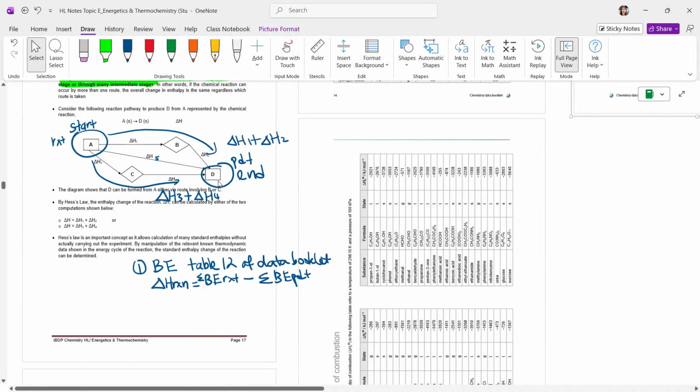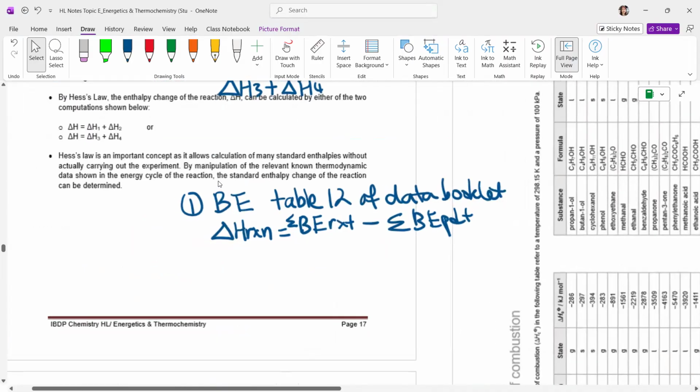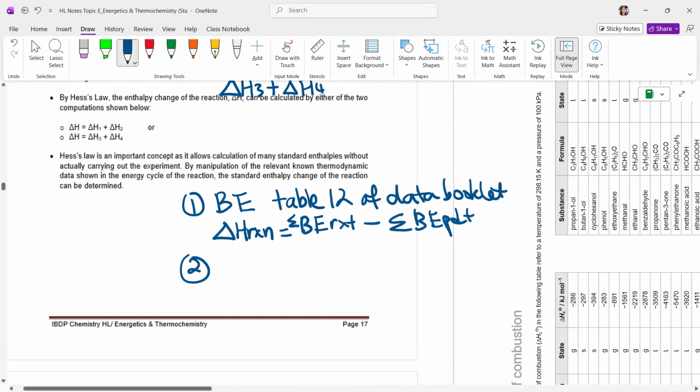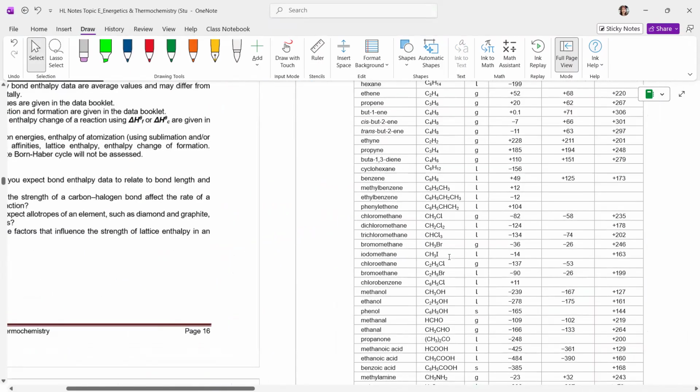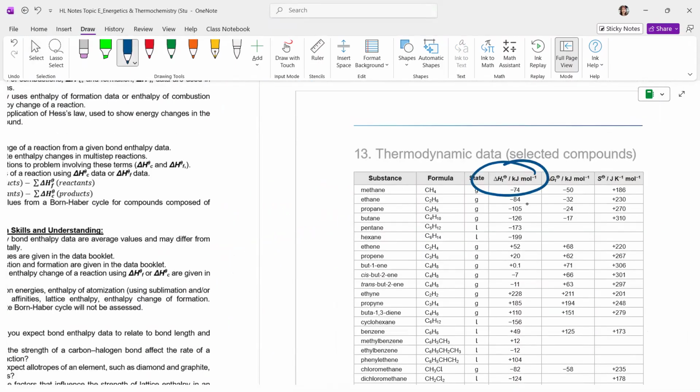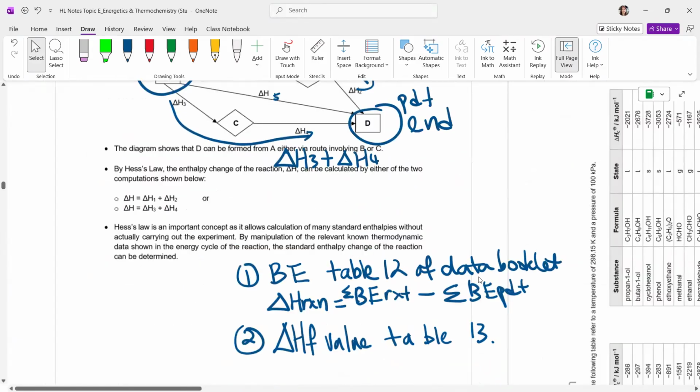Okay, so what other methods are there besides the bond energy method? Besides the bond energy method, if you want to calculate delta H of a reaction, we can also use delta HF values. These delta HF values can be seen in table 13 of the data booklet. If you go to table 13, you will see all these values, which are delta HF. So you can make use of delta HF values to calculate the enthalpy change of a reaction.